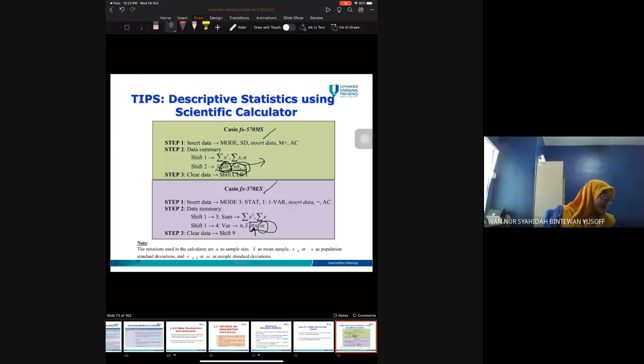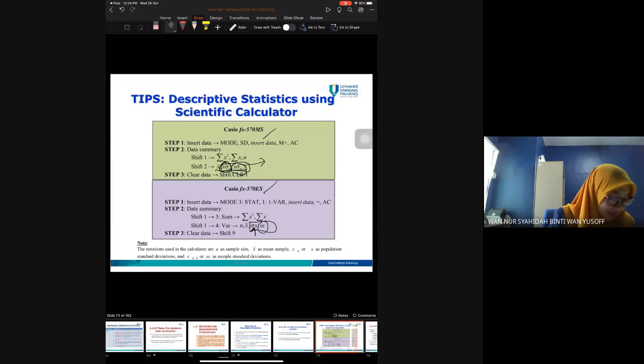So how do we know whether the data given is a population or a sample? It is based on the whole story that you have in that question. Okay, that one we already discussed before.